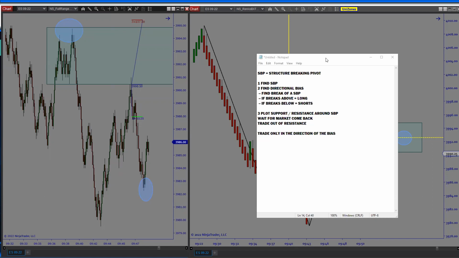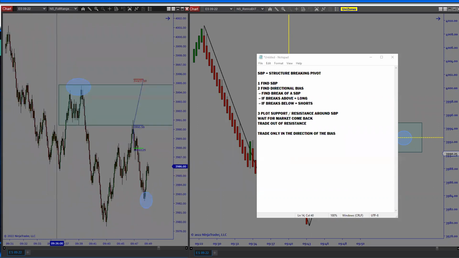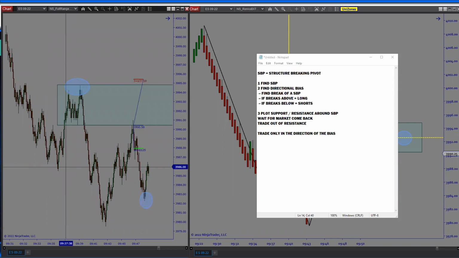Does this correlate with setting supply and demand zones? Absolutely, yes, it does. Because if you think about it, for those of you who like to trade based on supply and demand, I mean, we'll just call it what it is. It's ultimately based on supply and demand.